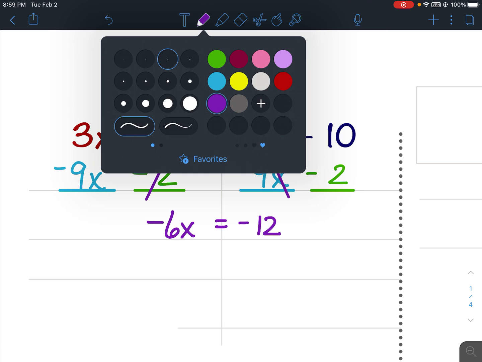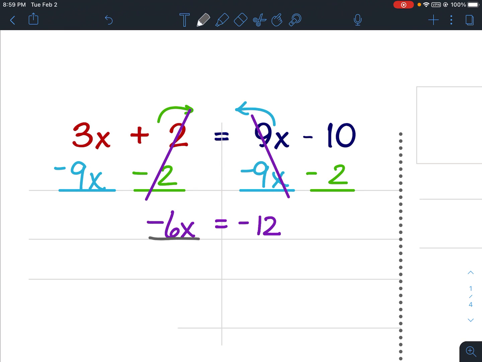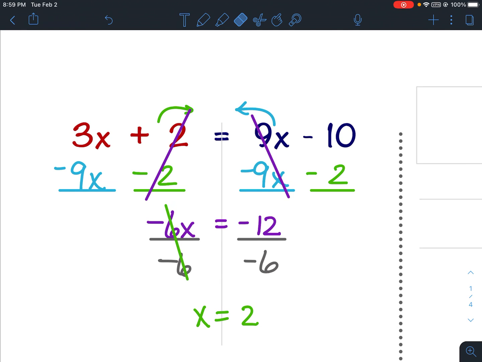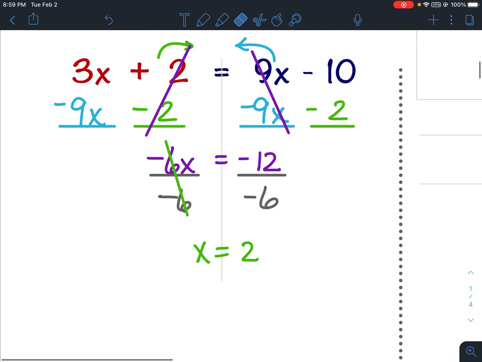And now this is a one-step problem. It's multiplication, so the opposite would be to divide. So I'm going to divide both sides by negative 6. And I would get x equals 2. Pause your video, make sure you have all of that written down.